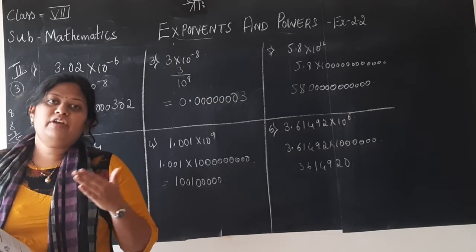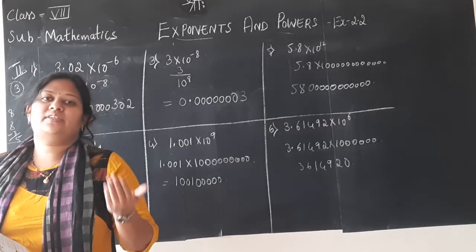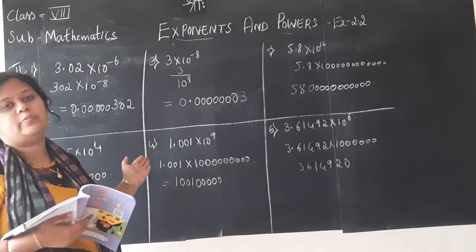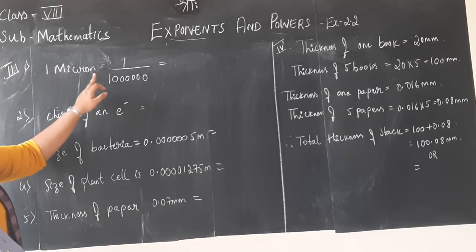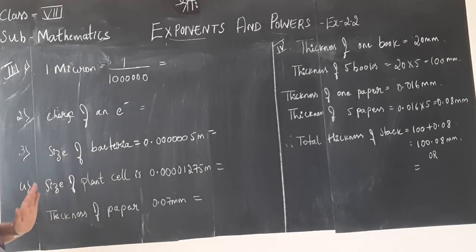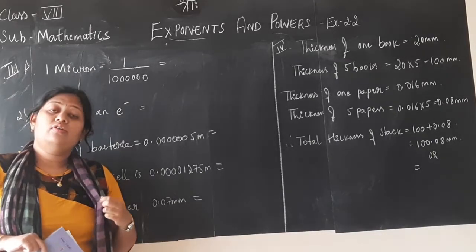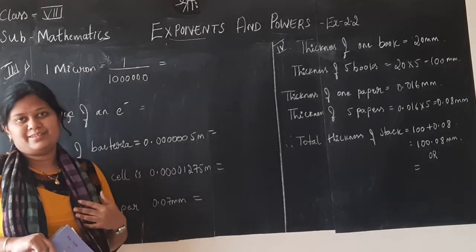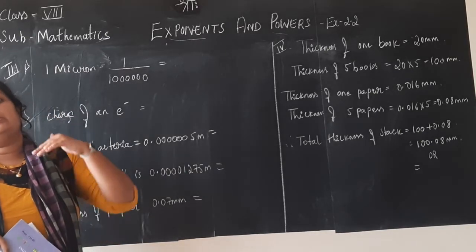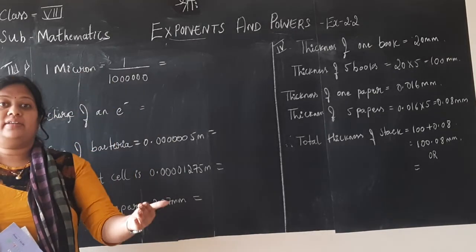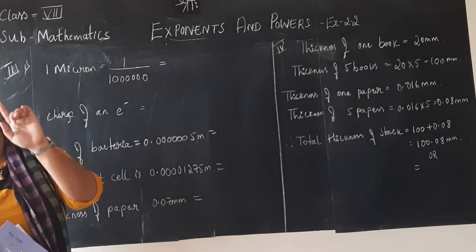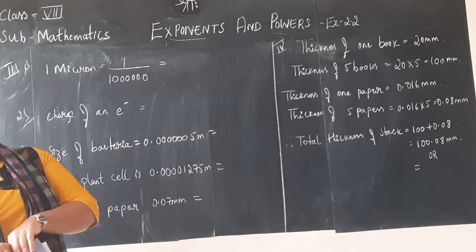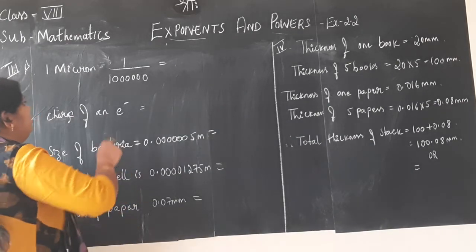Here, the statement form is given, and we should express it in the standard form. So, third main, children, the first one: 1 micron is given. You might have studied in computers, micro, mega, all that. Mega means 10 to the power 6, you have read megabyte. 10 to the power plus 6 is mega, whereas 10 to the power minus 6 is micron. Shall we verify it now?